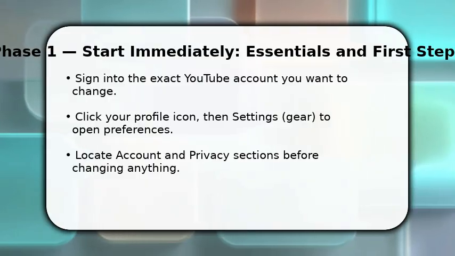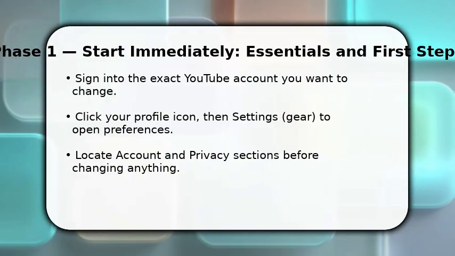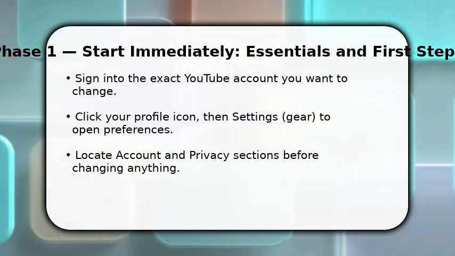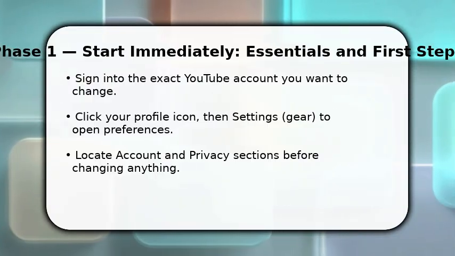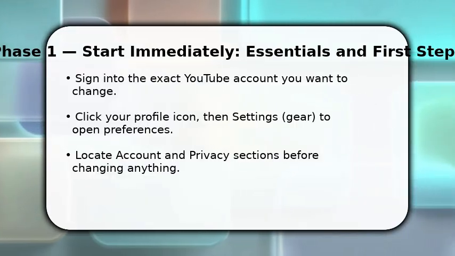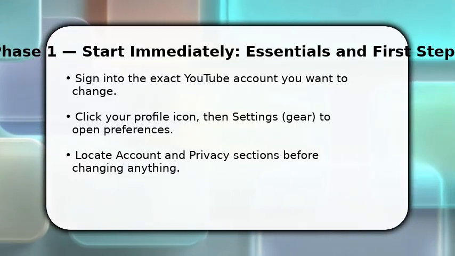You're signed in, now act. Click your profile picture, then select Settings to open YouTube Preferences. Once there, focus on Account and Privacy sections. This is where visibility and history live. Make sure you're in the right account because toggles apply to that profile only.